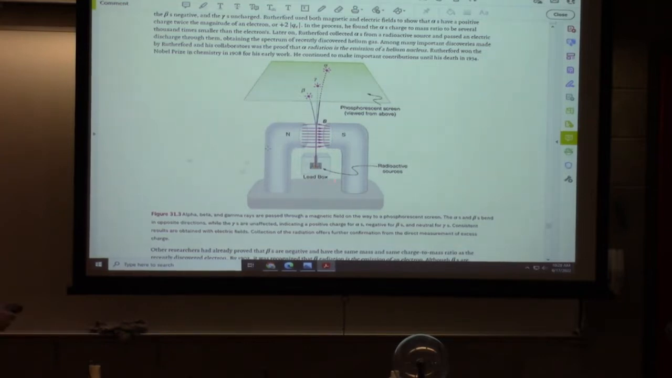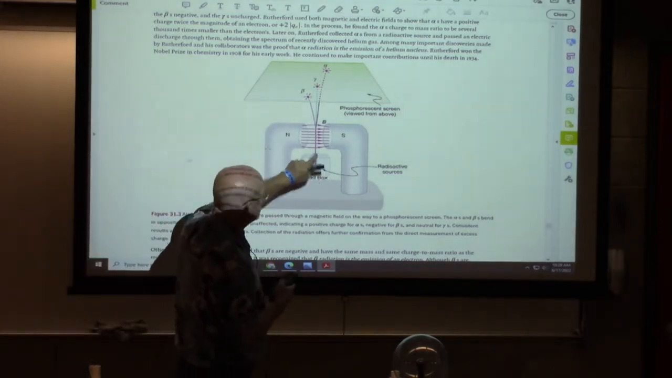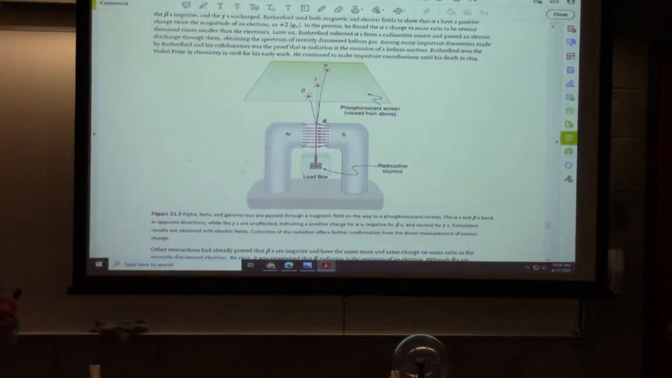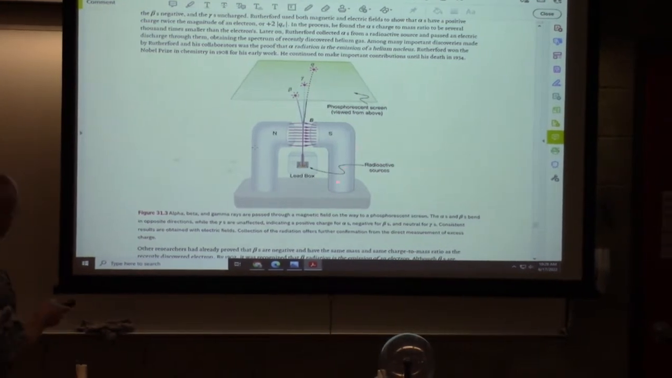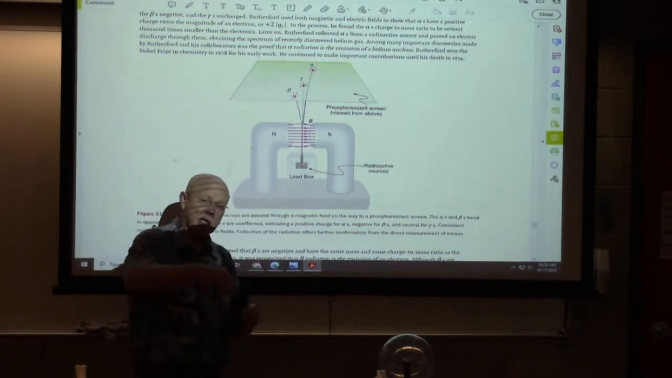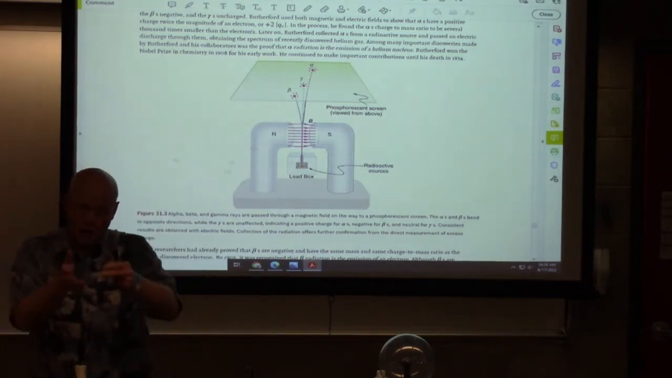You made a small opening in the lead box, and these particles came shooting out, or you might even call them rays. At the beginning, nobody knew what they were. But they did run them through a magnetic field, and up here you'll see a North Pole and a South Pole. So let's go back a few chapters. You remember that right-hand rule? Remember that q v cross B?